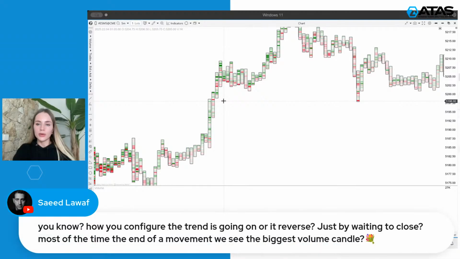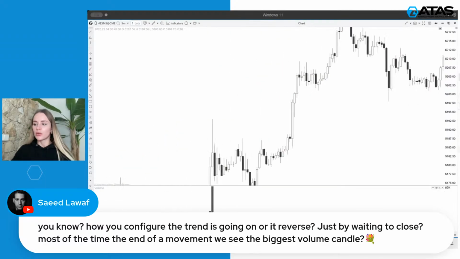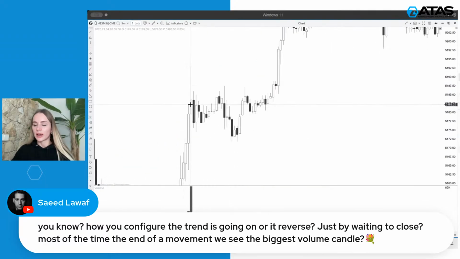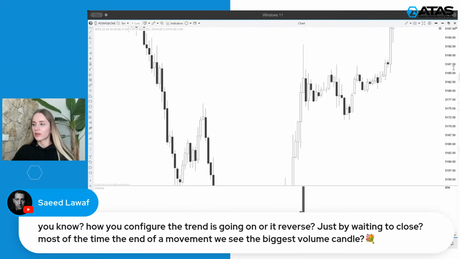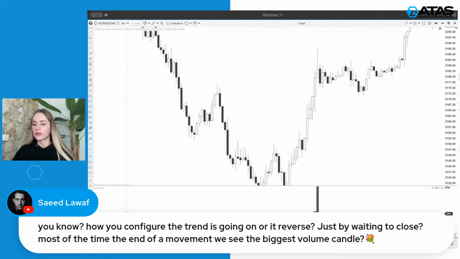How can you figure out whether the trend is going on or it's reversing? Just by waiting. Again, you wait for the big candle, like in this scenario. Look, this is a beautiful scenario. I had this example in the presentation as well. We had stable trading, we had stable volume, and now you have a spike of volume.